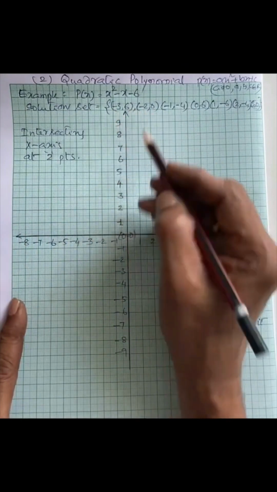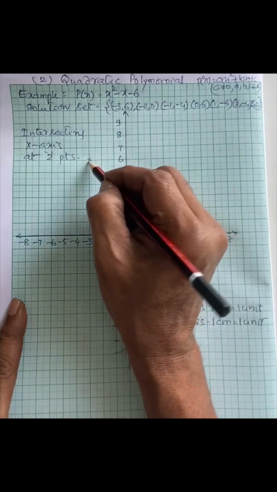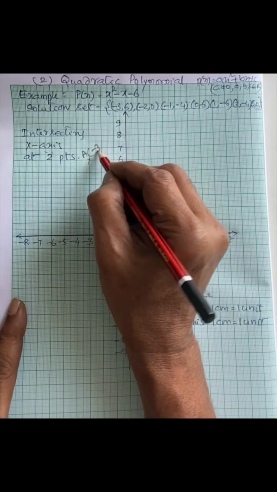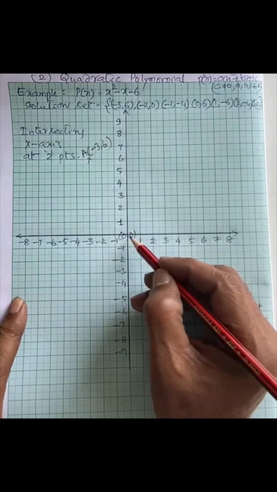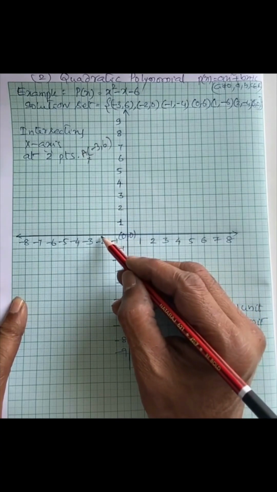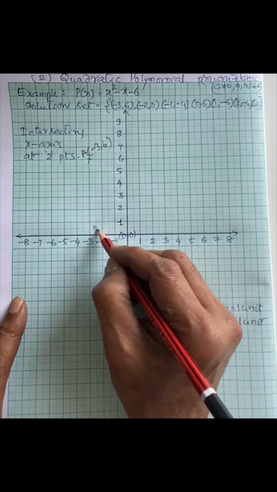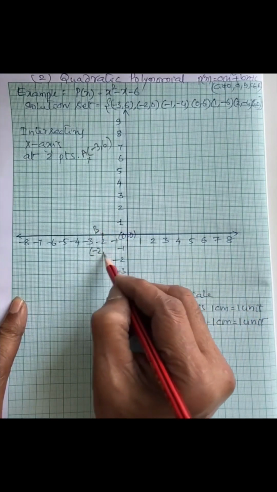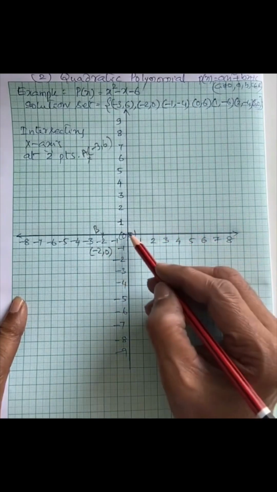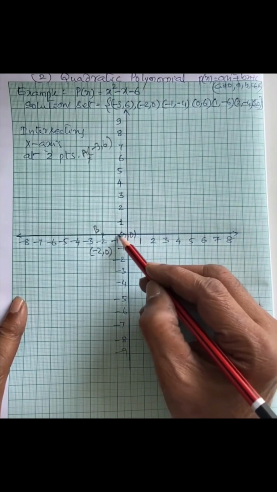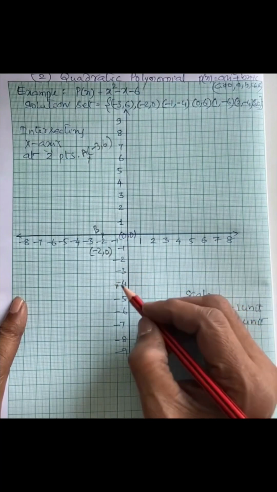Where is minus 3, 6? Minus 3, 6 will be here. It's point A, minus 3, 6. Next, minus 2, 0. Because minus 2 is the zero of the polynomial, this is minus 2, 0. This is point B. Then next, minus 1, minus 4. Where is minus 1, minus 4? Minus 1 will be here, minus 4. This is point C.